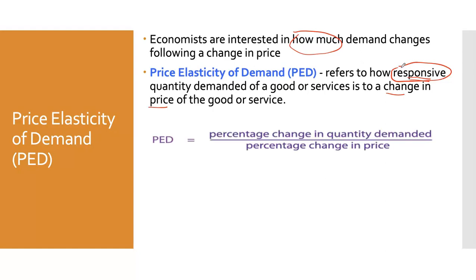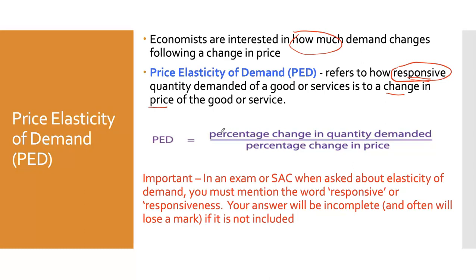How do we calculate this? Price elasticity of demand uses a calculation. We are going to calculate the percentage change in quantity demanded and divide it by the percentage change in price. And as I mentioned, it's important in an exam or a SAC or just in everything you're doing, when asked about the elasticity of demand, you must use the word responsive or responsiveness. Your answer will be incomplete and will often lose a mark if it's not included.